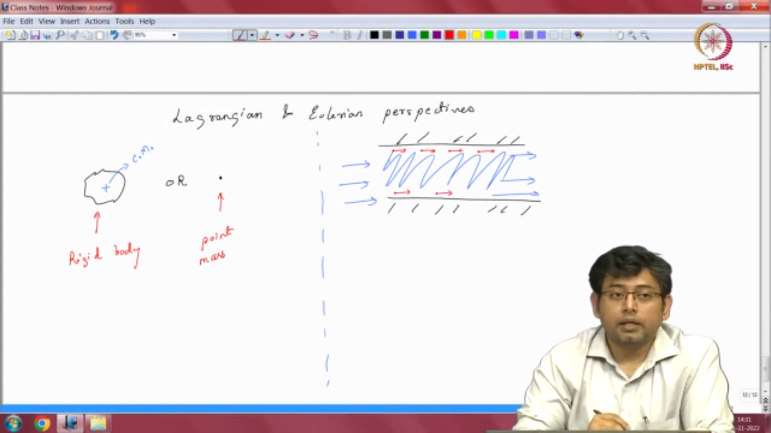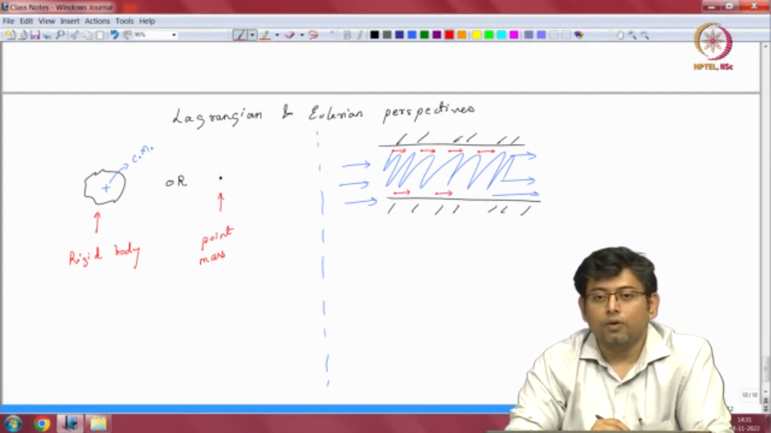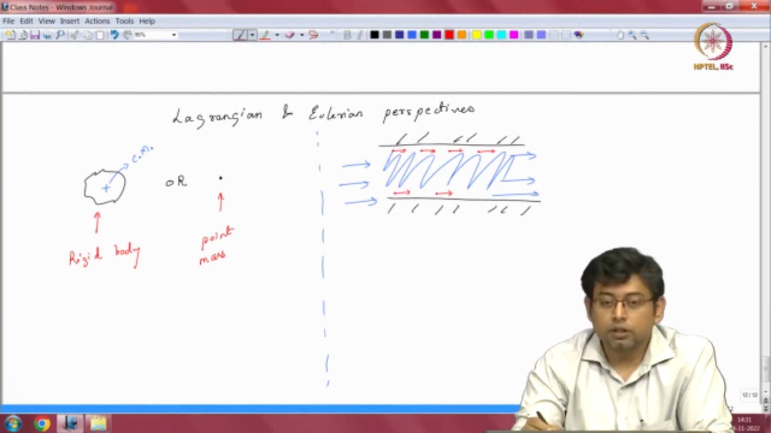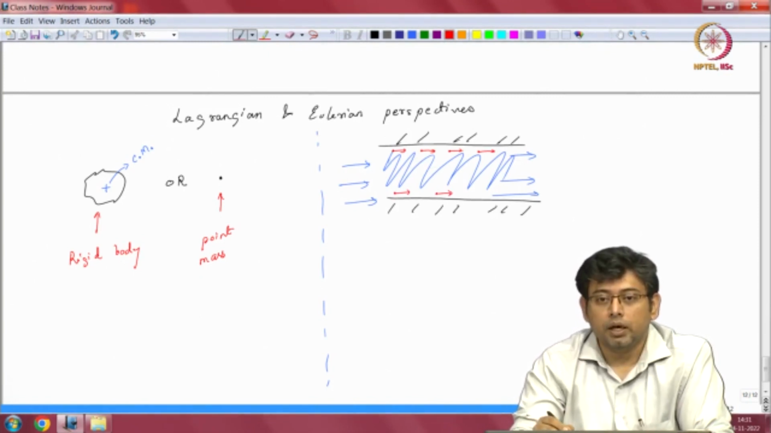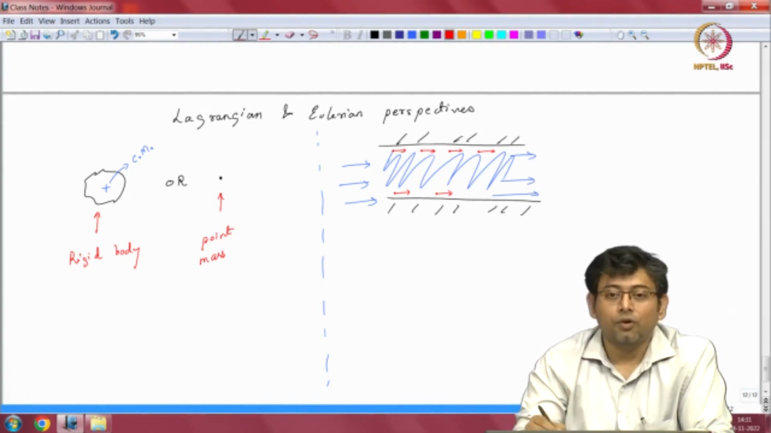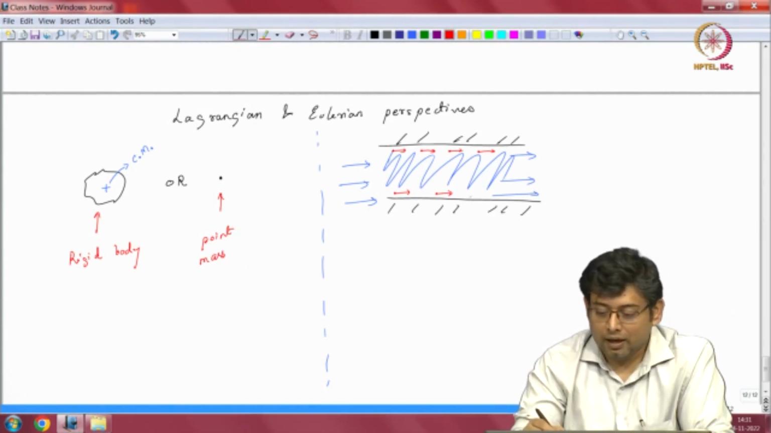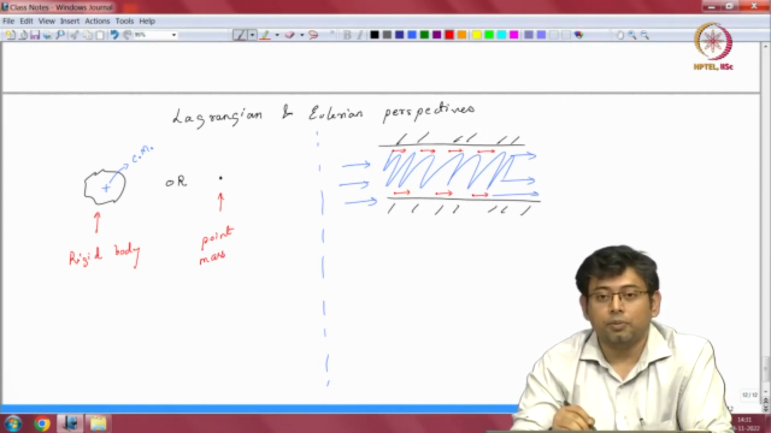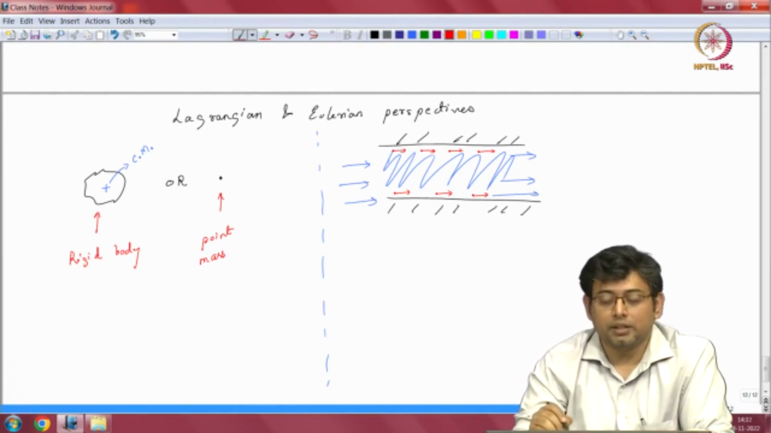Now in continuum mechanics, we are sort of agnostic to the molecular nature of matter. So this fluid is considered to be continuous, just as space is continuous.